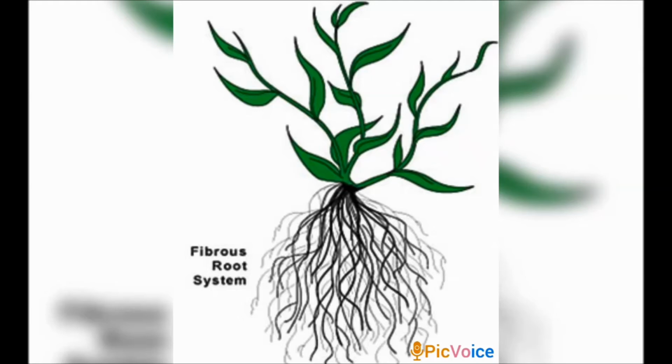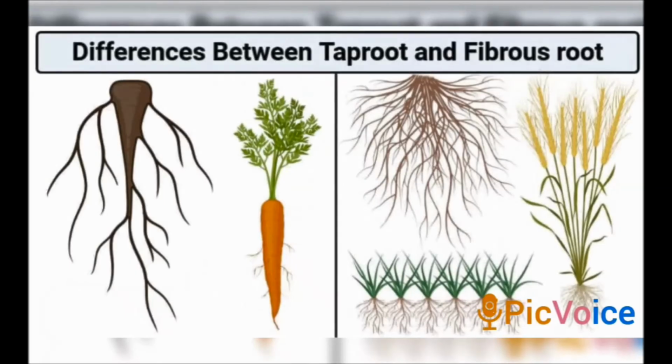So the fibrous root consists of many fine hair-like roots that form a thick mat below the ground surface. This type of root system is called fibrous root system. The best example is grass plant. Now we will see about the difference between the taproot and fibrous root.